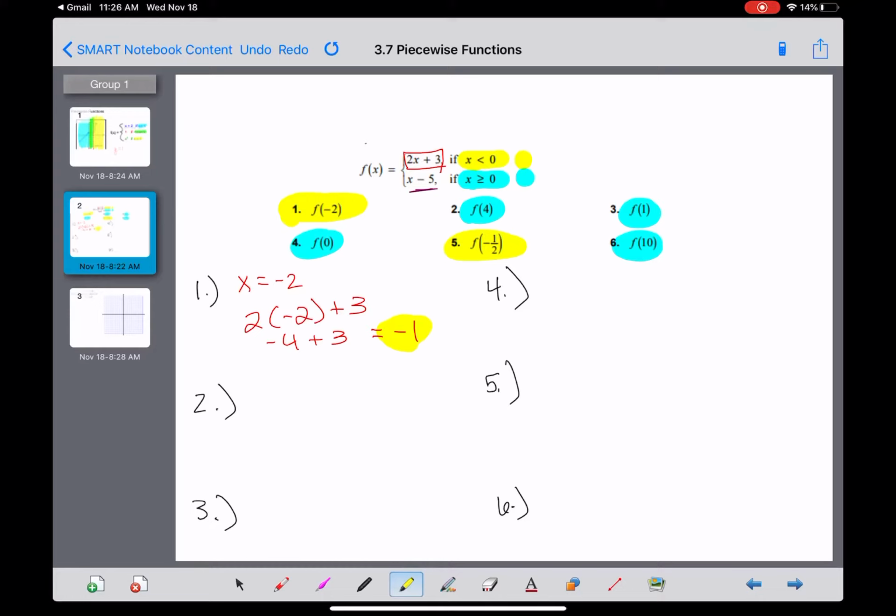I'm going to skip to number 5 since it's using the same exact line. So this time I am looking to evaluate when x is -1/2. So I plug in 2 times -1/2 plus 3. I use order of operations to get a final answer of 2.